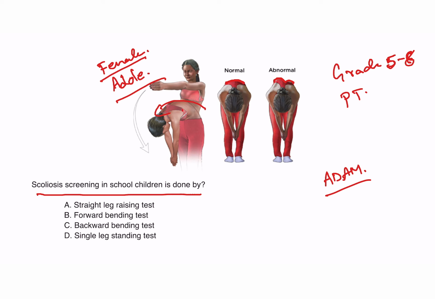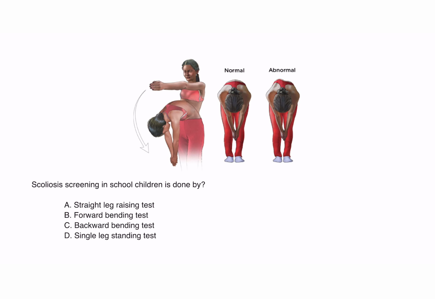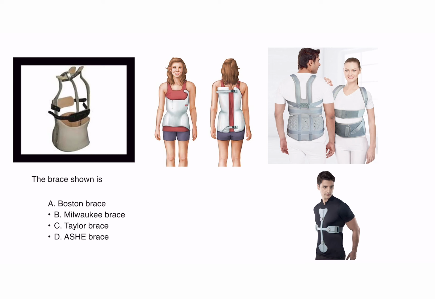So this is an easy screening tool. What you are going to ask the students to do is just forward bending, right? So that's called the forward bending test. So the correct answer is Adam test, forward bending.